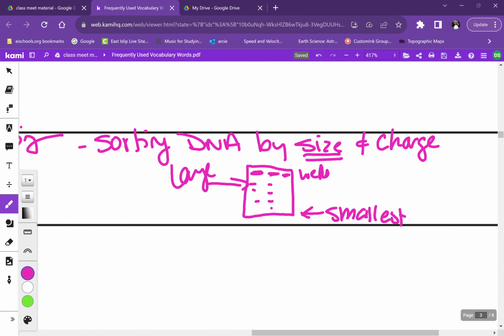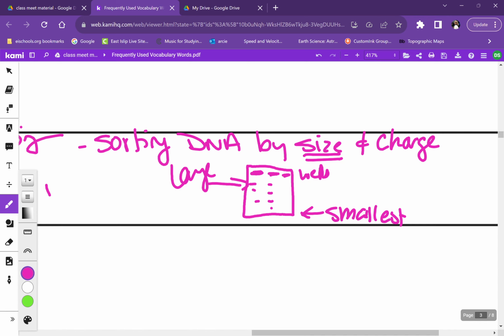Now what we're going to do is look for an evolutionary relationship. You're going to look for a familial relationship. You may look to see if a species is related. Solve a crime scene, put someone at the crime. Those are all different reasons why you would look at a gel.